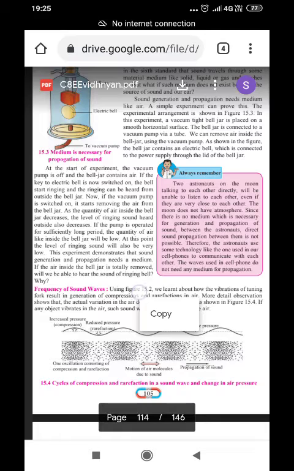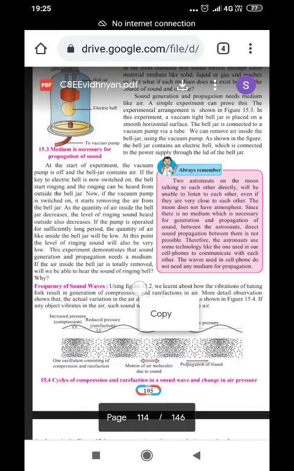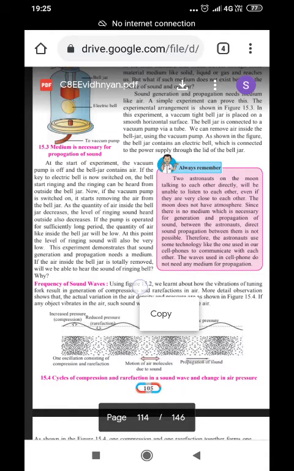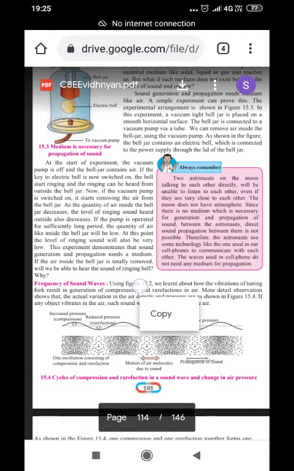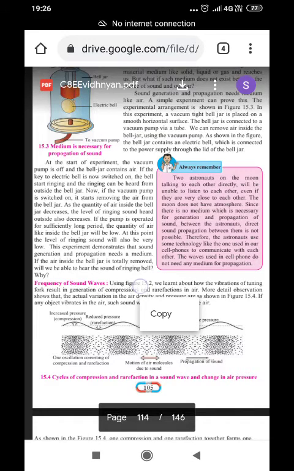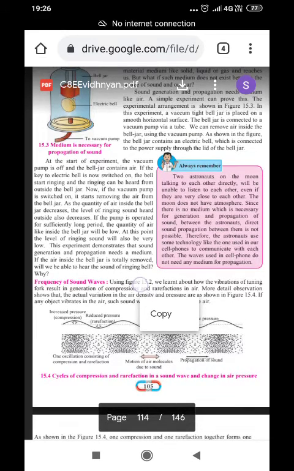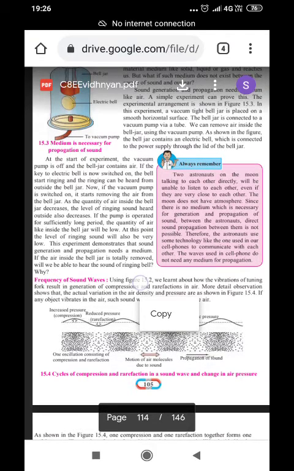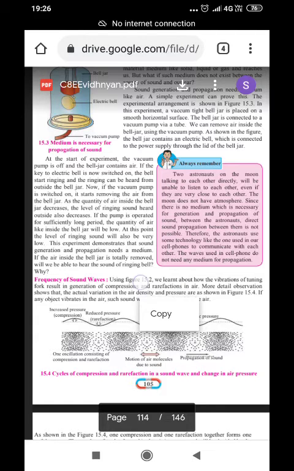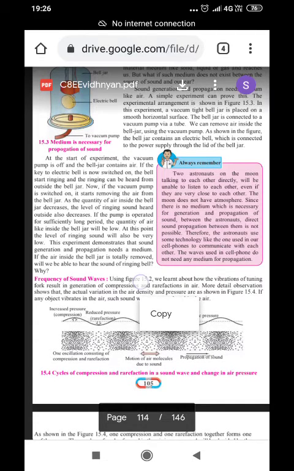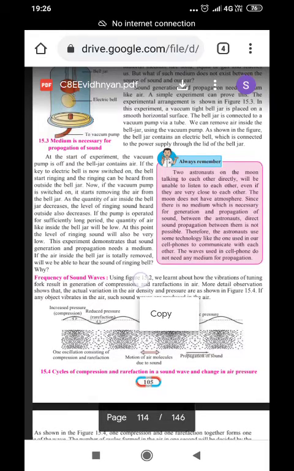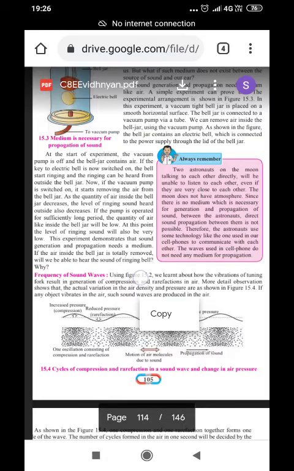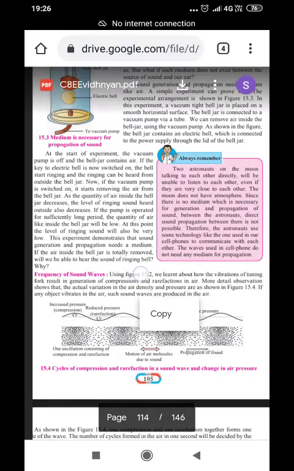Sound generation and propagation needs a medium like air. A simple experiment can prove this. The experimental arrangement is shown in figure 15.3. In this experiment, a vacuum-tight bell jar is placed on a smooth horizontal surface. The bell jar is connected to a vacuum pump via a tube. We can remove the air inside the bell jar using the vacuum pump. As shown in the figure, the bell jar contains an electric bell, which is connected to the power supply through the lid of the bell jar.